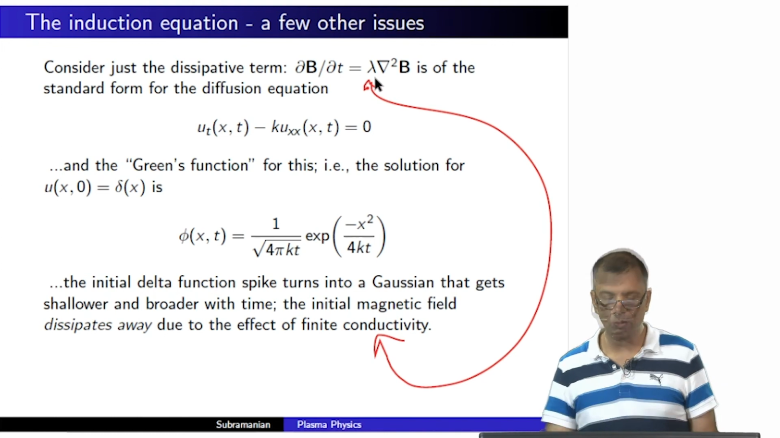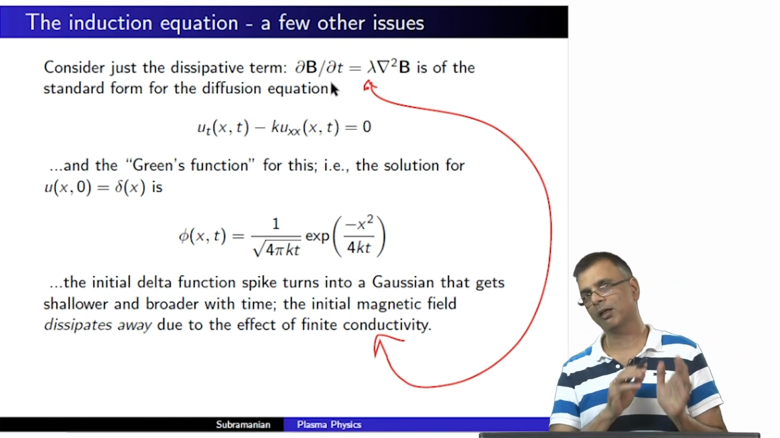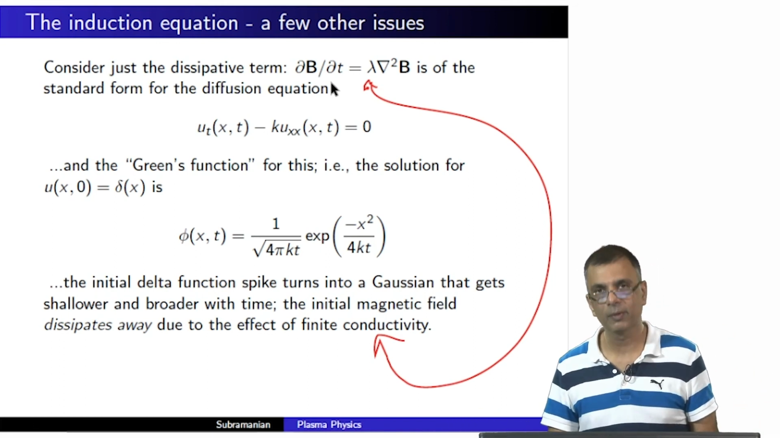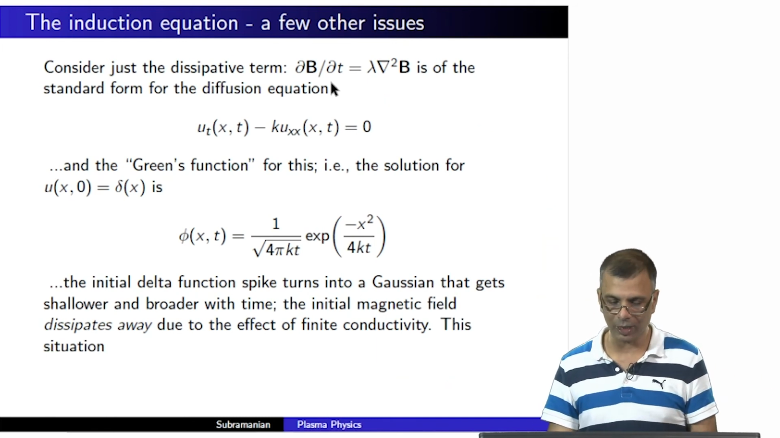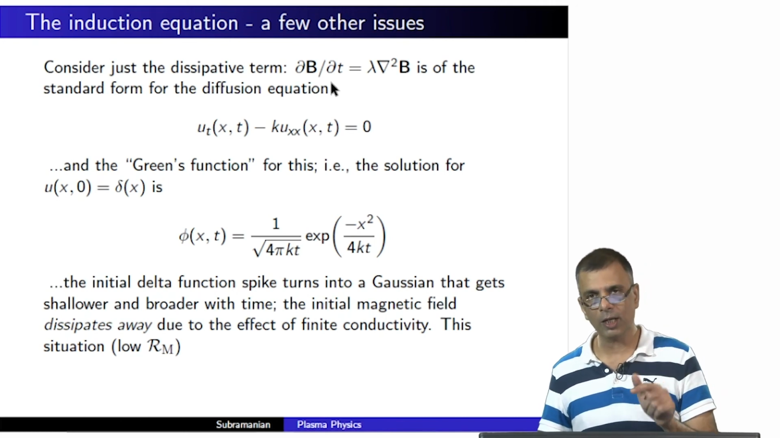So, if the conductivity is infinite, then this term would not be there and the magnetic field would not diffuse away, it would not dissipate away. That is why we made that statement in the previous slide. So this would be a low Reynolds number situation.